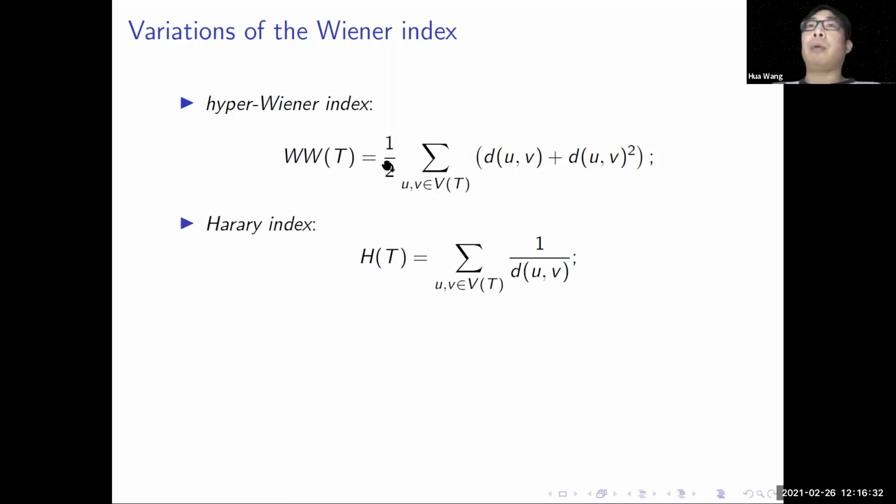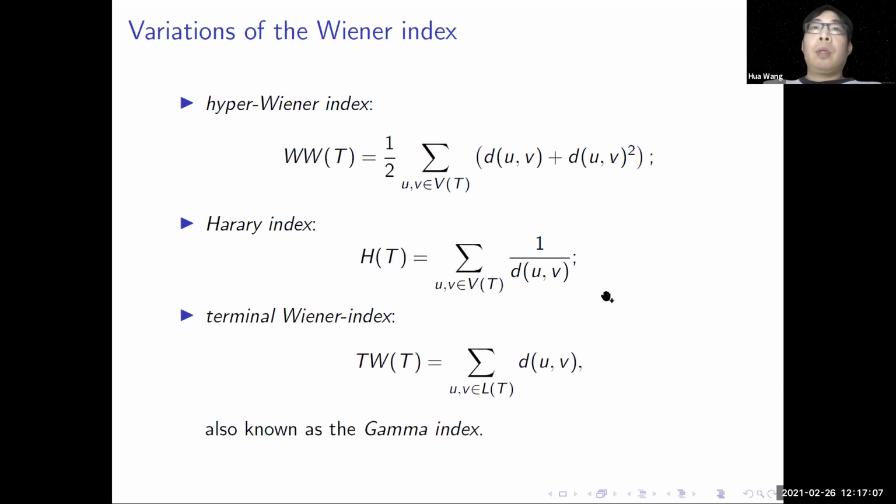The important thing is that the hyper-Wiener index is a sum over all pairs of vertices of some formula of those distances. And then there's this Harary index, also originated from chemical graph theory, where you take the sum over all pairs of vertices, but you take the reciprocal of the distance. The main interesting thing about this is that this is an increasing function, and this is a decreasing function of the distance.